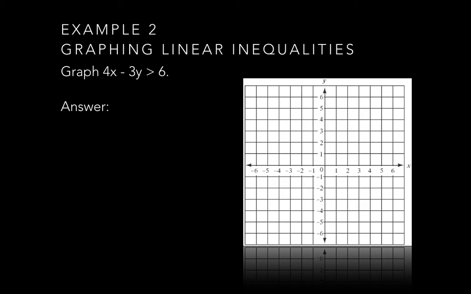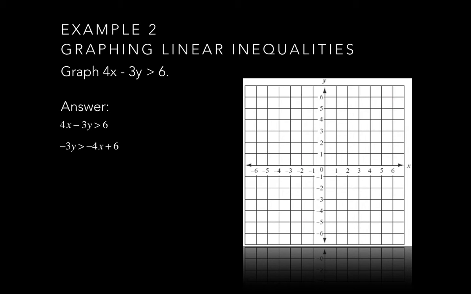All right, our first step is to get this linear inequality in the y equals mx plus b form, to get y by itself. To do that, we're going to first subtract the 4x from each side because it was currently a positive 4x.